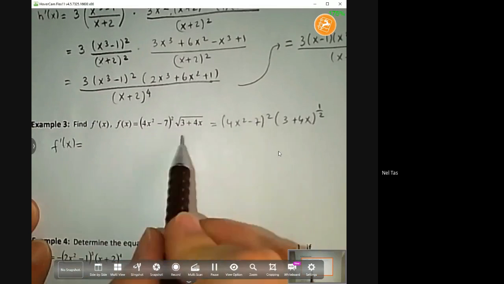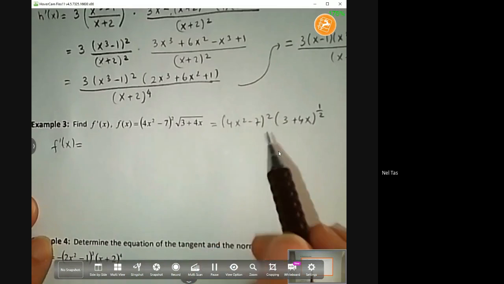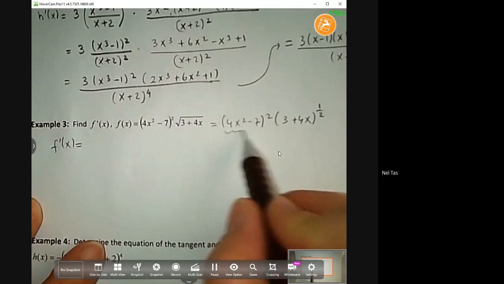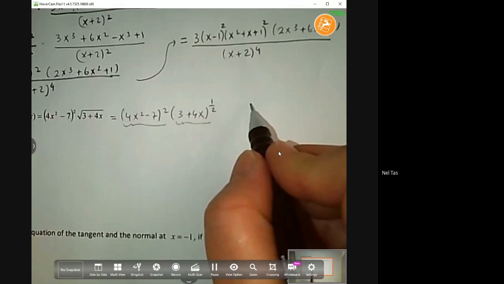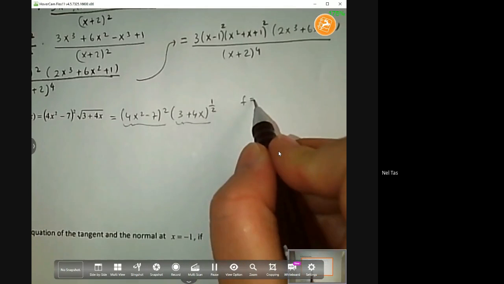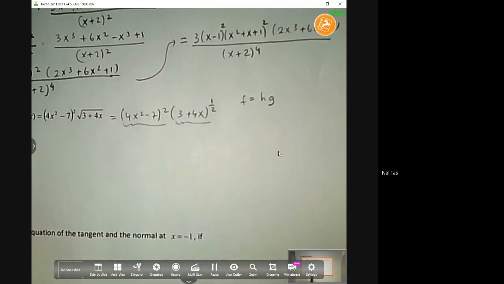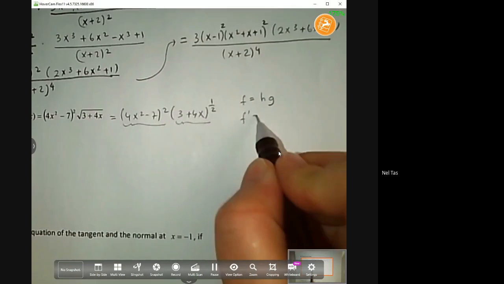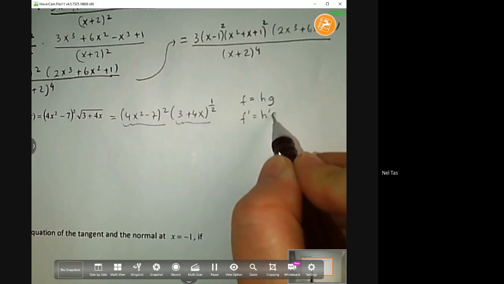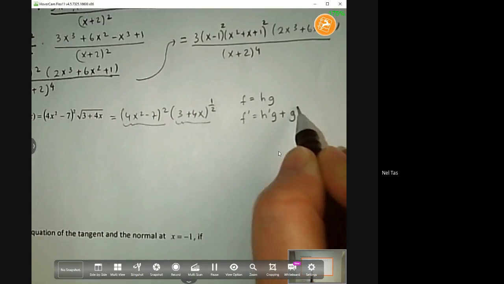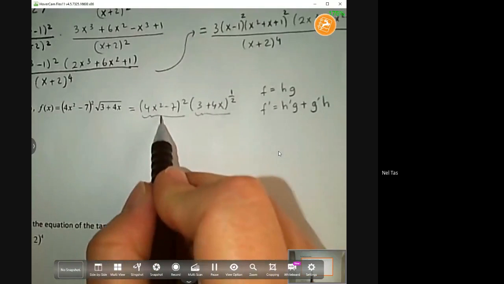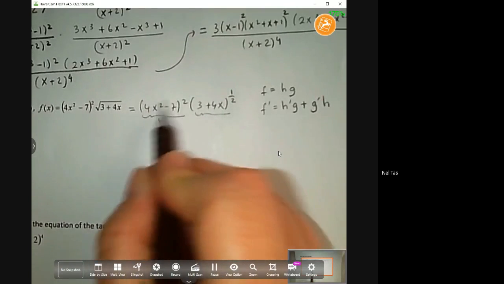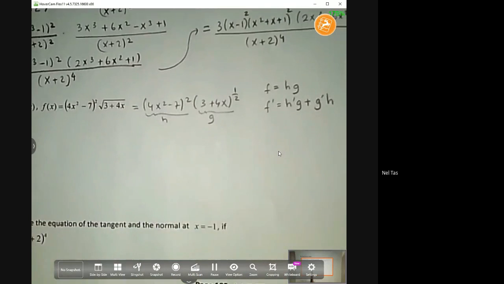Okay. So now we apply product rule and chain rule together. So that is your first function, and that's your second function. When you take the derivative, let's remember the product rule here. If you have f equals h times g, f prime is h prime times g plus g prime times h. Okay, so in this case, your h is this and your g is that.